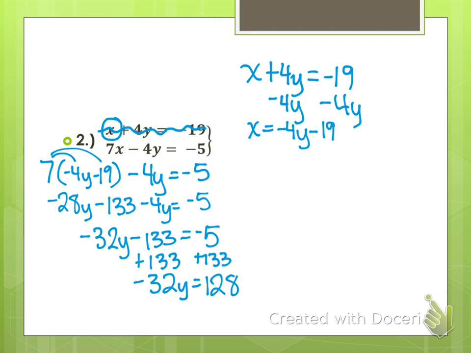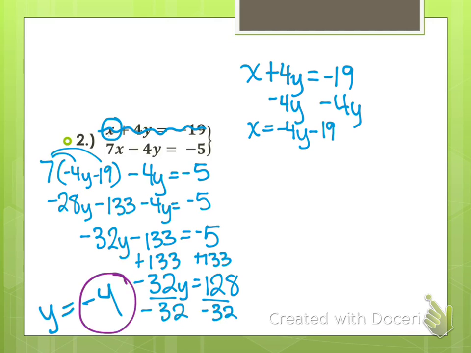Finally, to get y all by itself, Jakeem, what would I do? Divide by negative 32. Good. All right, when I do that, I get y equals negative 4. What do we still need to find? X. So in order to do that, we have to substitute negative 4 in for y. So we're going to take that negative 4 and plug it back in.